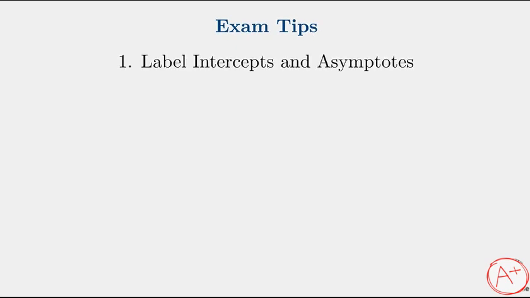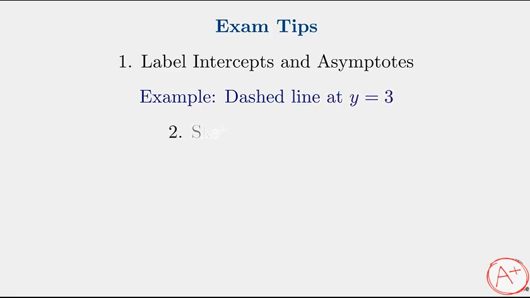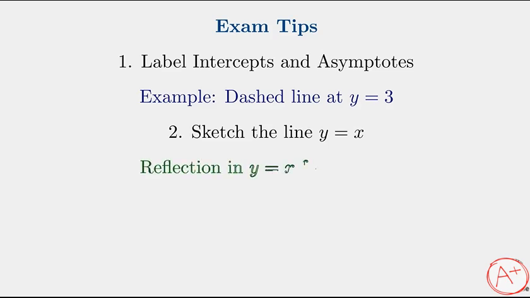Tip 1. Always label your intercepts and asymptotes clearly. Examiners look for the dashed line representing the asymptote and its specific equation, like y equals 3. Tip 2. When asked to sketch the inverse, draw the line y equals x first. It acts as a mirror and ensures your reflection looks mathematically accurate.